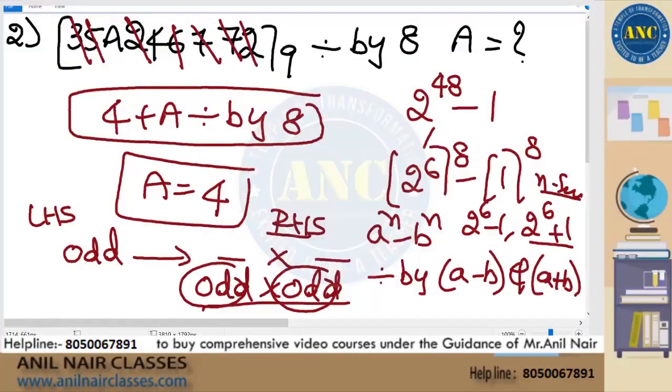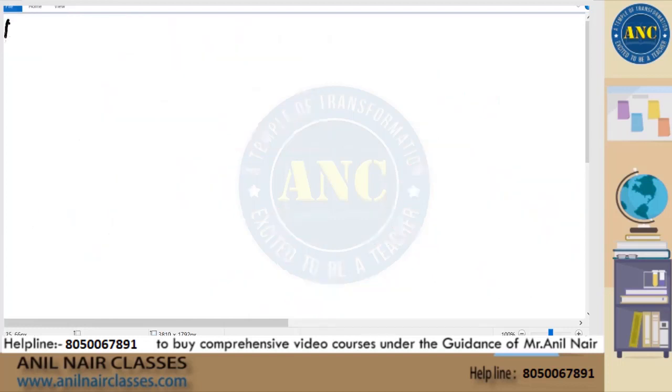Mass point geometry. Please write down mass point geometry.